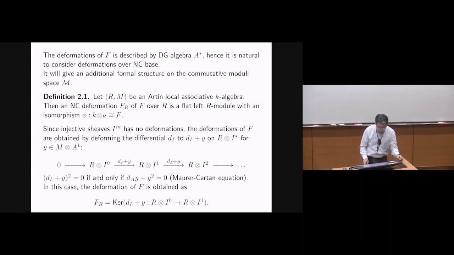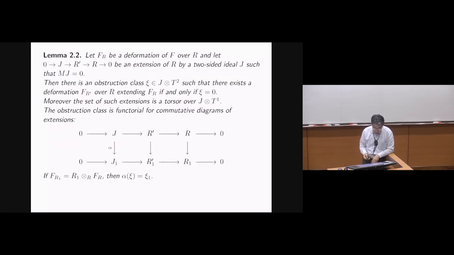And in this case, the deformation of F is obtained as a kernel of d_i plus y. So this is a description of the deformation in the case of a non-commutative base. Okay, and then there is tangent space and obstruction theory.